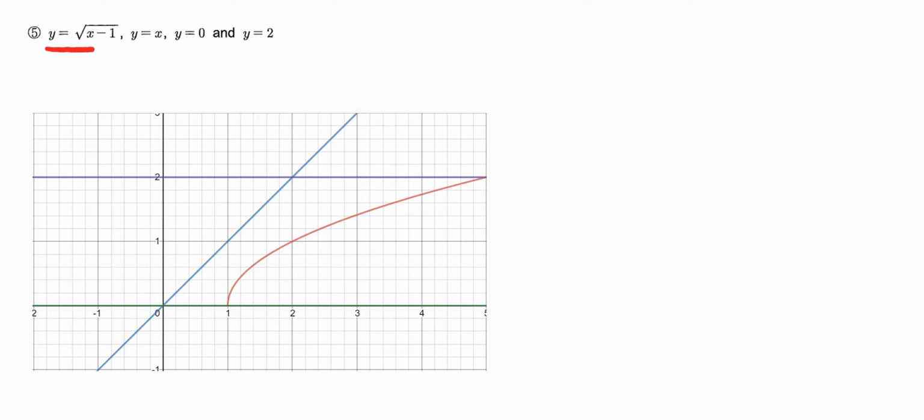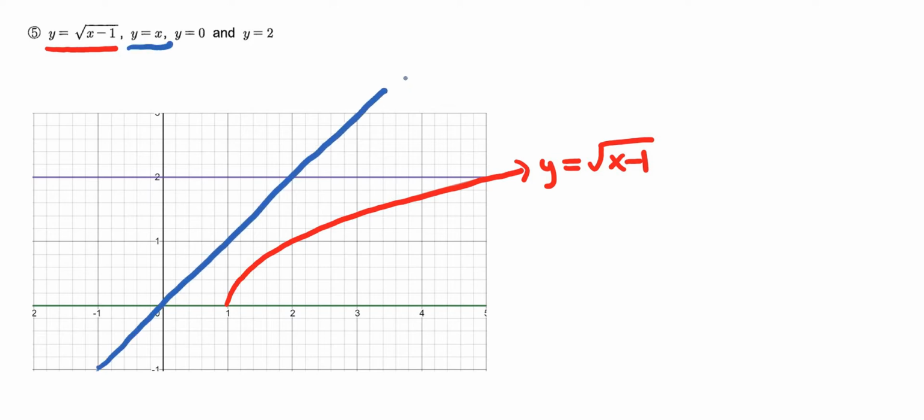I have y equals the square root of x minus 1, and I've already graphed the results using decimals. So here is the square root of x minus 1. I will just highlight some of the key points again. If I have y equals x, that's this linear line right here.